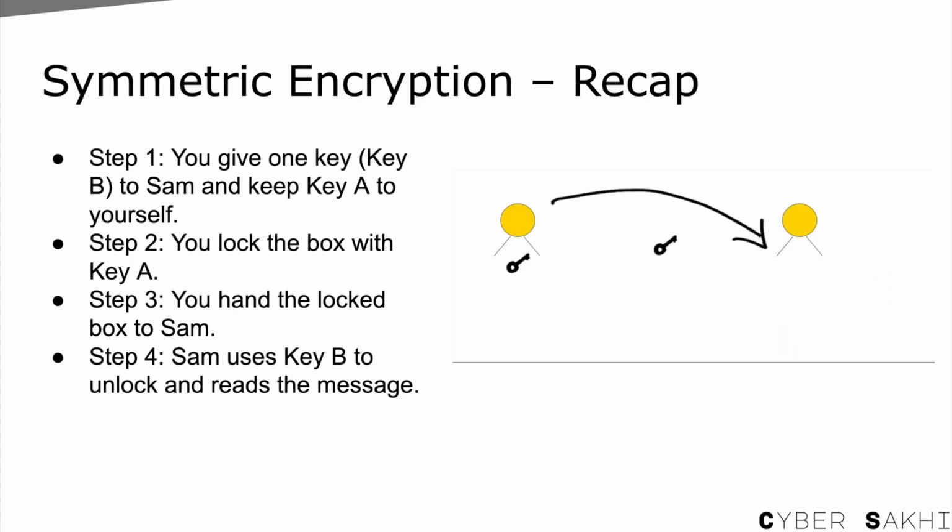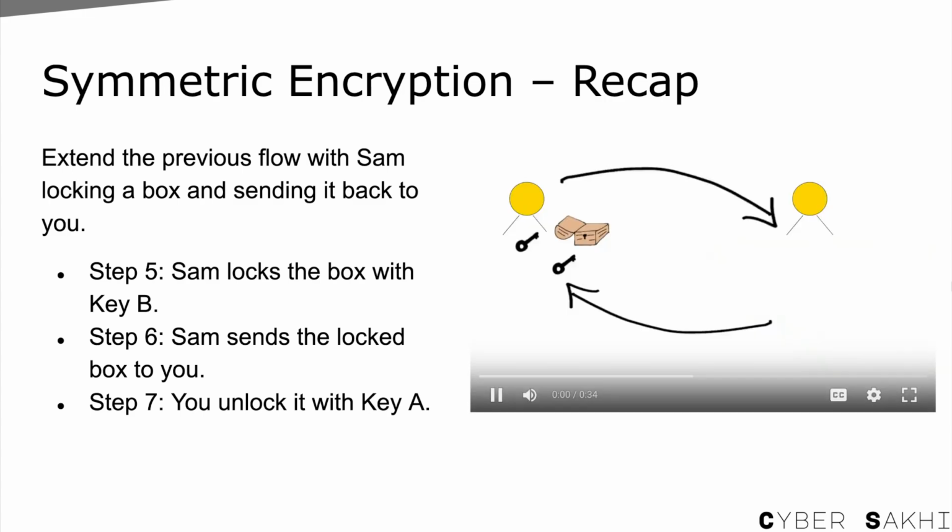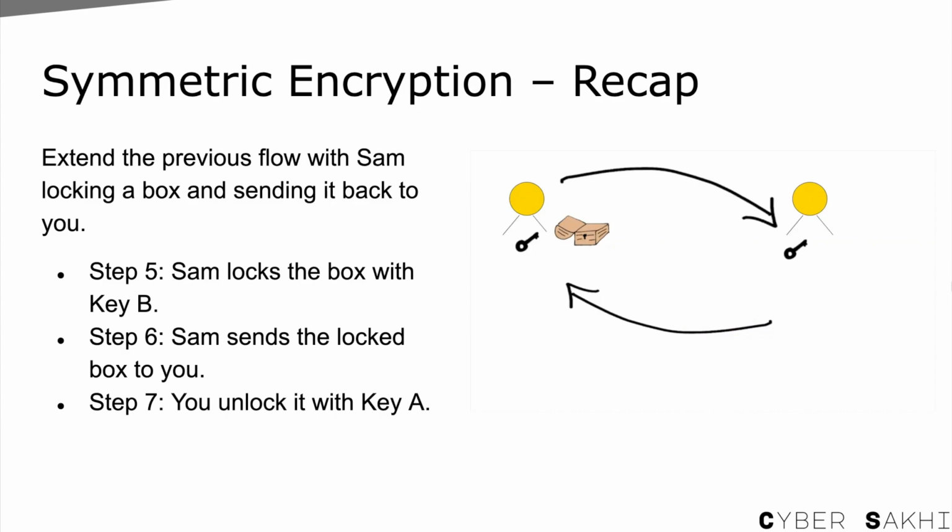Similarly, in the digital world, when a message is encrypted, any intermediate server or system forwarding the message can only see garbled bytes. Step 4. Sam uses his key B to unlock the box and read my message. Now, taking it a step further. Step 5. Sam uses the same key B to lock the box with his message inside.